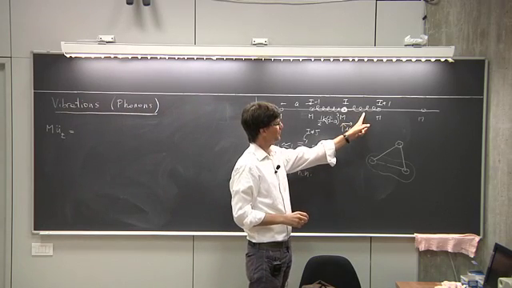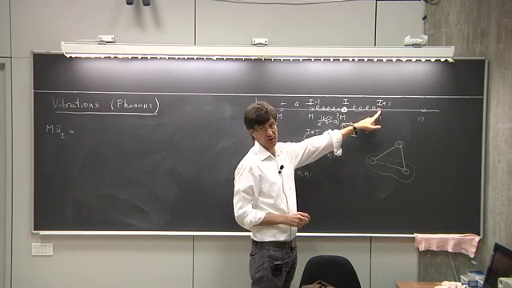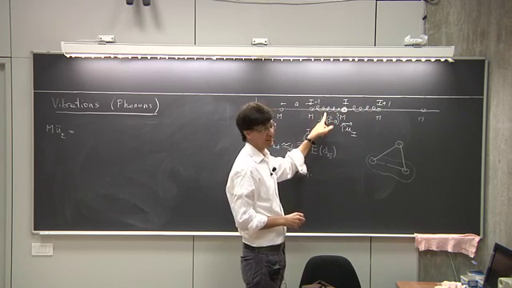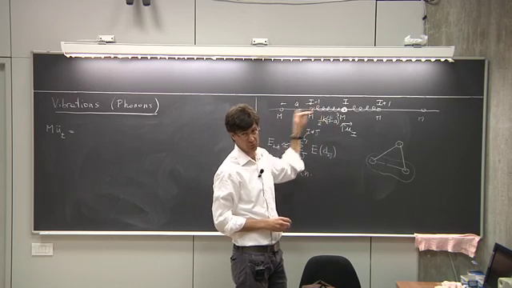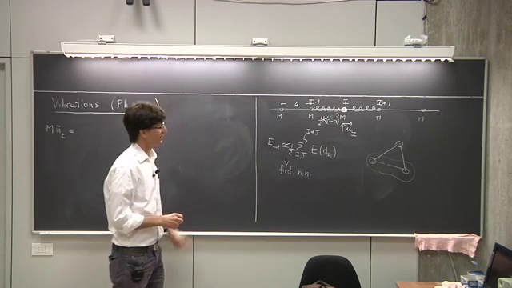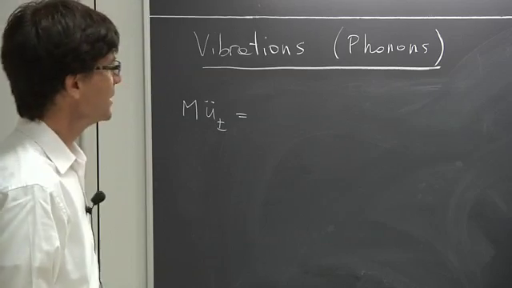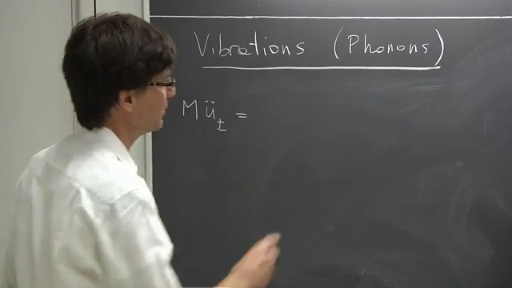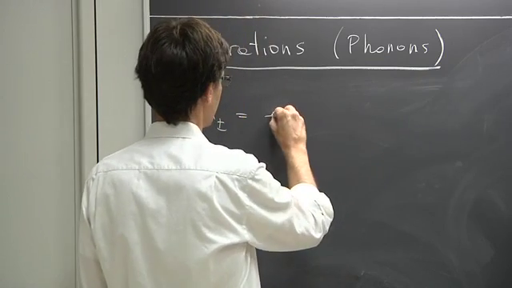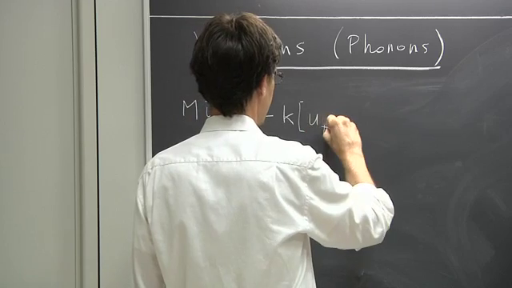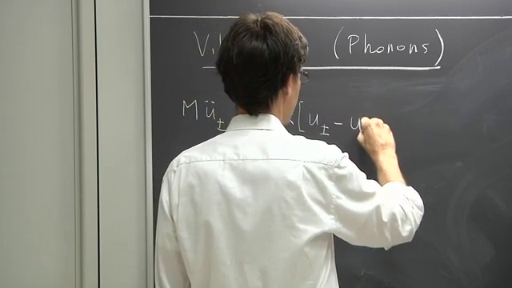There will be a force due to atom I plus 1, which will try to push the atom back, and there will be a force due to atom I minus 1, which will try to push the particle again back to equilibrium, right? So there will be a term, let me first put the term to the right. There will be a term which is proportional to K, Ui minus Ui plus 1.